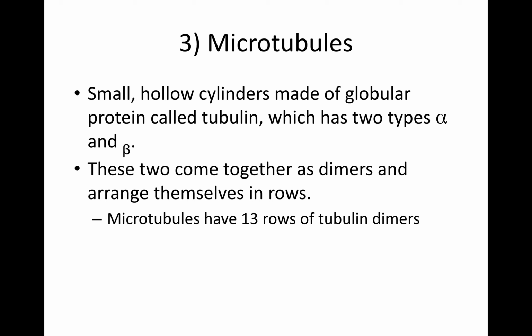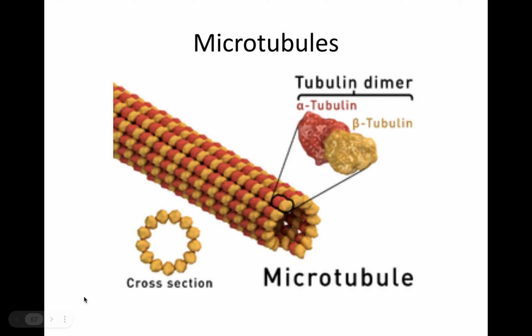I'll show you what it looks like in just a sec. But on your test, if you see something that says hollow cylinders, well, microtubules, they're just like a tube. That should give it away. So I just want to show you what this looks like really quick. It's called a dimer because both parts are put together, but you can see it's twirled around like a tube. The inside is hollow.